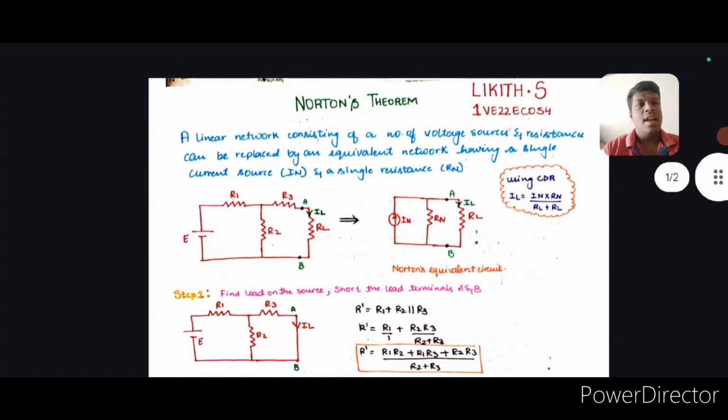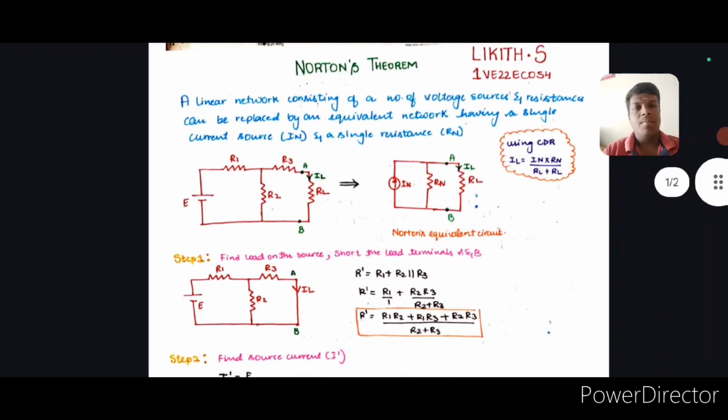So using the current division rule, IL is equal to IN into RN divided by the sum of the resistances. The current division rule states that the current into the opposite resistance is divided by the summation of all the resistances.